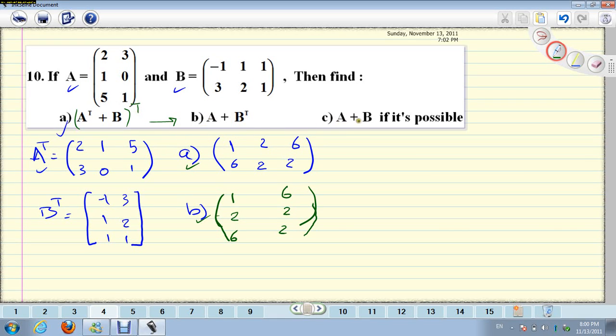Okay, C plus A, sure, C plus A, it's impossible. You know why? Because the order of A doesn't equal the order of B. So here in letter C, I'm going to write undefined, or I can write impossible. Okay, this is exercise 10.